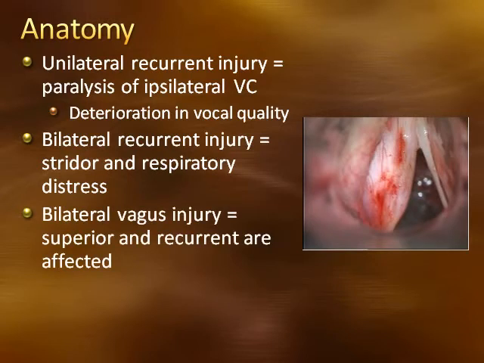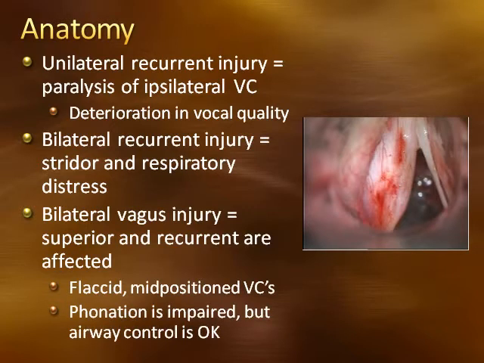Bilateral injury to the vagus nerve affects both the superior and the recurrent laryngeal nerves, meaning bilateral vagal denervation produces flaccid, mid-position vocal cords similar to those seen after administration of succinylcholine. Although phonation is severely impaired in these patients, airway control is rarely a problem.